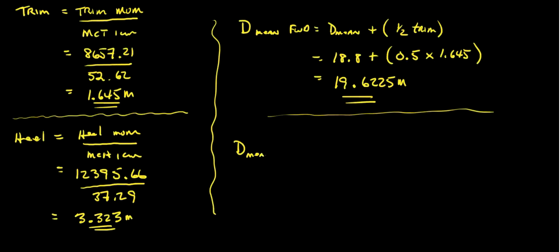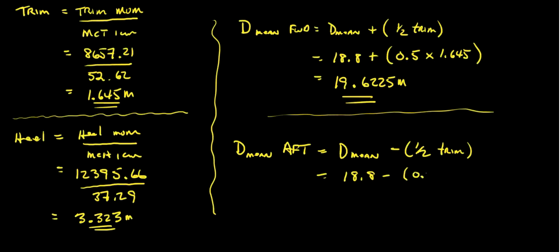Now we'll calculate our mean draft aft. The formula is your mean draft minus half of the trim. Our mean draft is 18.8 meters minus 0.5 times the trim, which is 1.645. So our mean draft aft is 17.9775 meters.